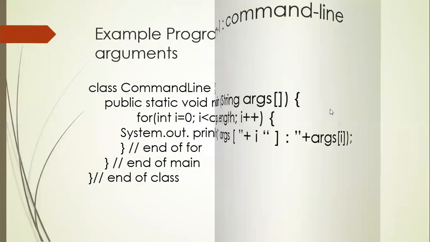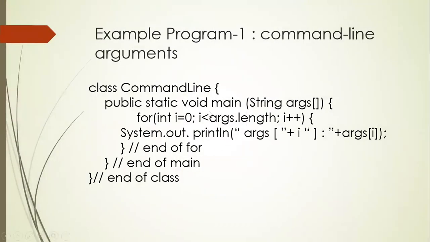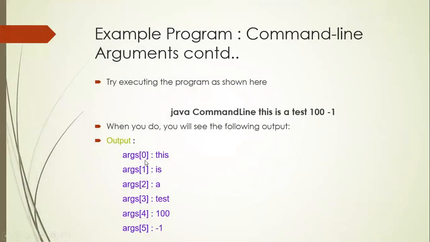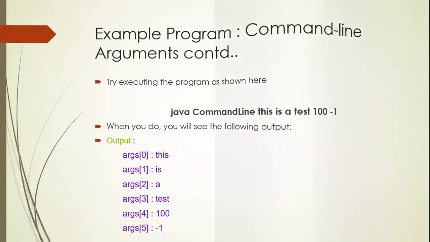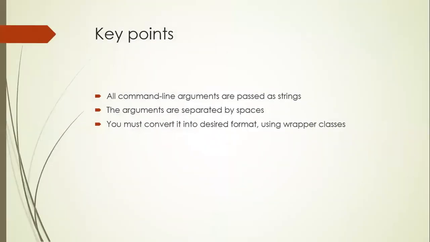See here, this for loop will iterate for 6 times. So this will print like this. Argument 0 consists of this. Argument 1 consists of is. Argument 2. This args array will hold all these arguments. Every argument we pass, we access with the help of the args array. It's not compulsory that you have to use only the name args. You can give your own name also.